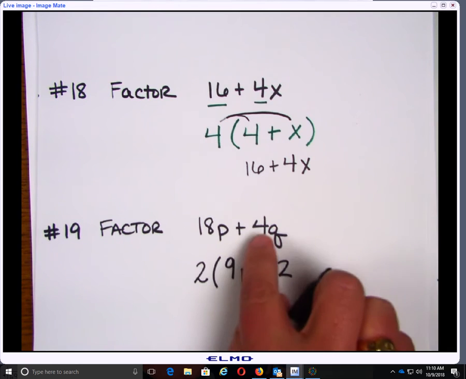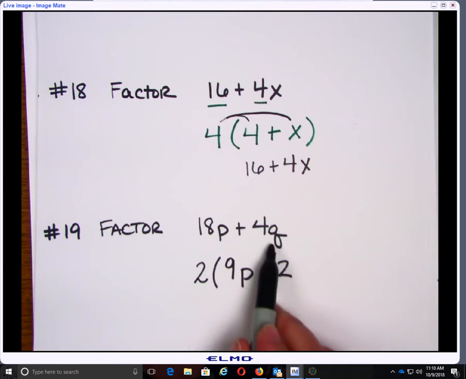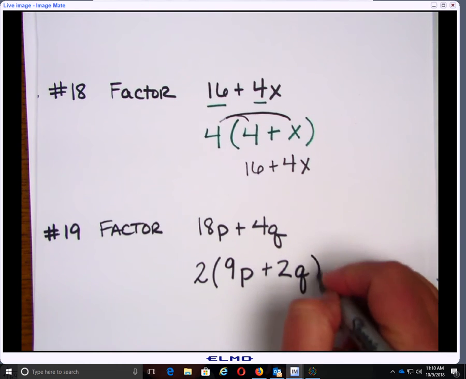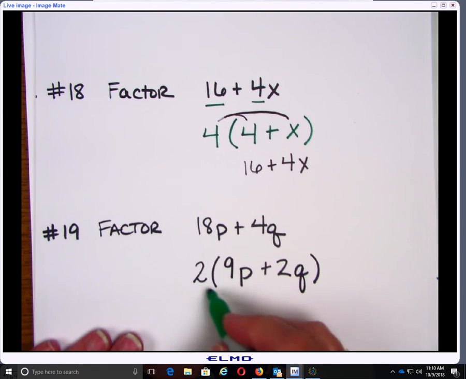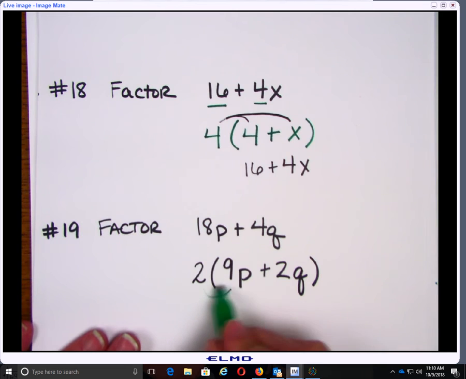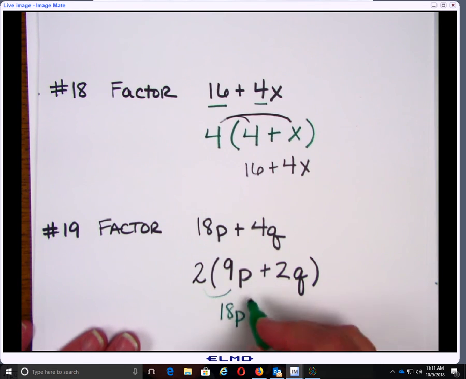Positive times a positive is a positive. And then to get the q, I would need a q. So this is your answer. Again, you can check this by distributing back through. 2 times 9p would be 18p. 2 times 2q would be 4q. Okay?